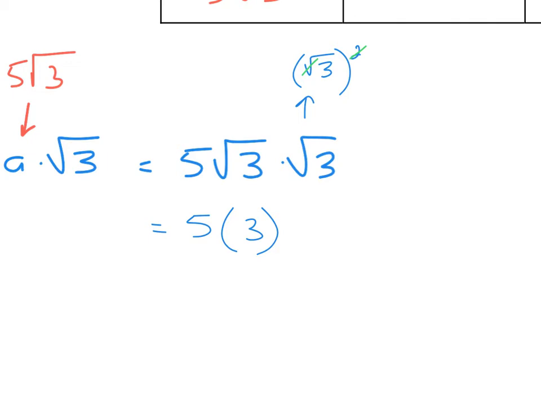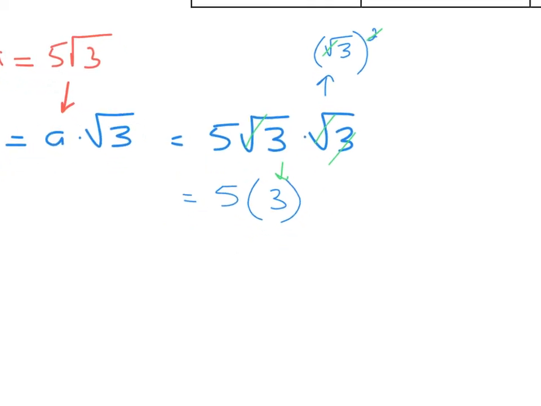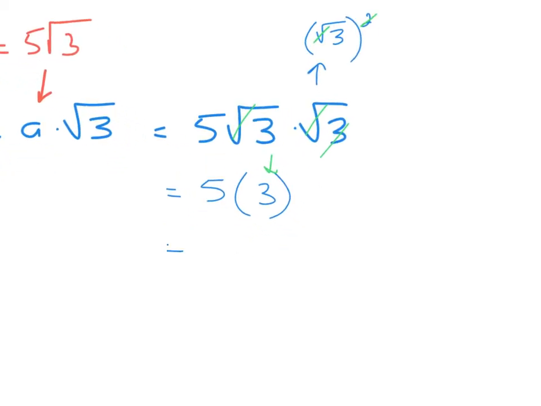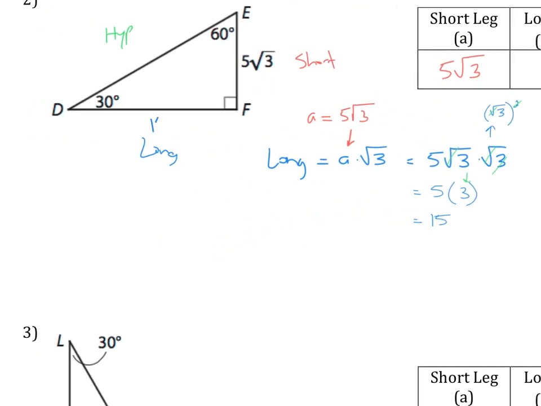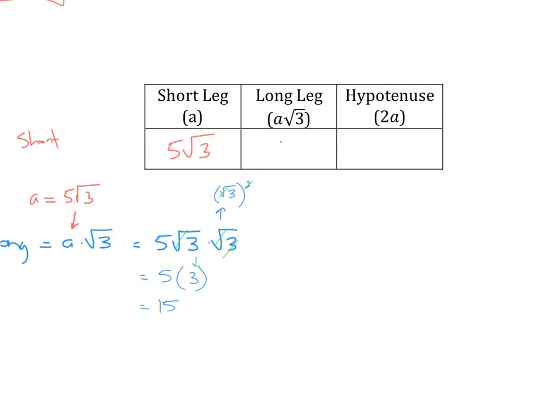So essentially when you have two square roots and you're multiplying like this, your square roots just cancel, and one of your 3's cancel, and you're just left with the first 3. Okay? So be careful there, that can be a tricky one to remember. And 5 times 3 is 15. So our long leg was 15, and we can put that in our box.